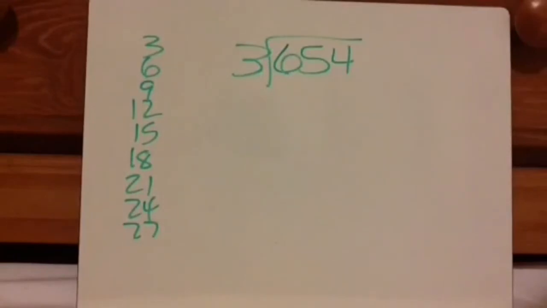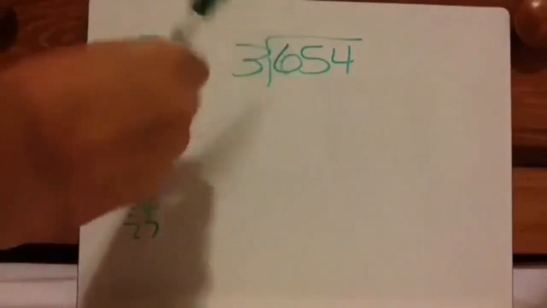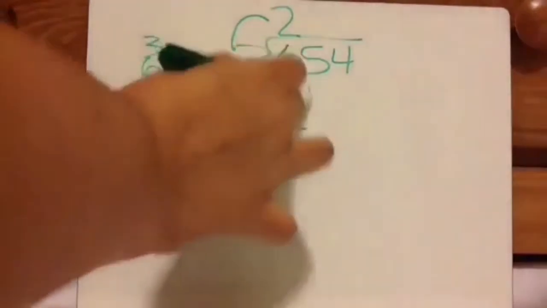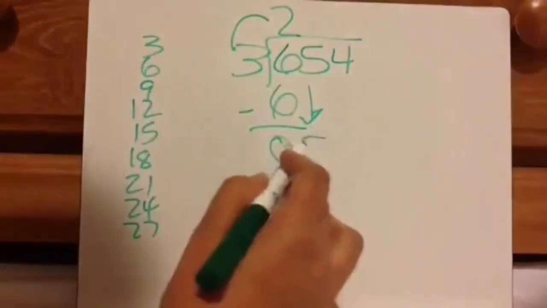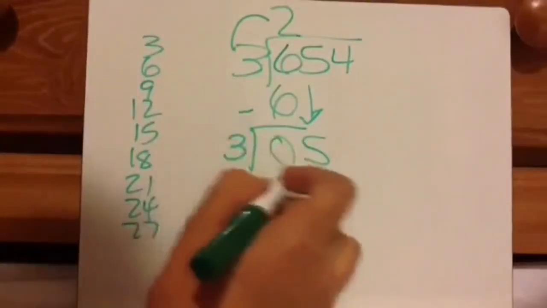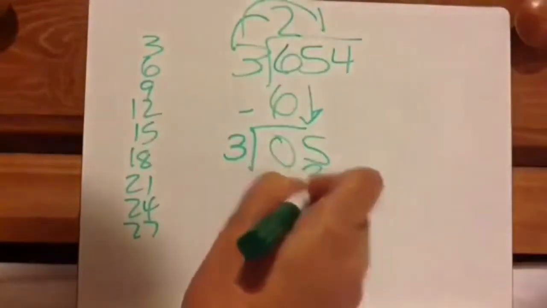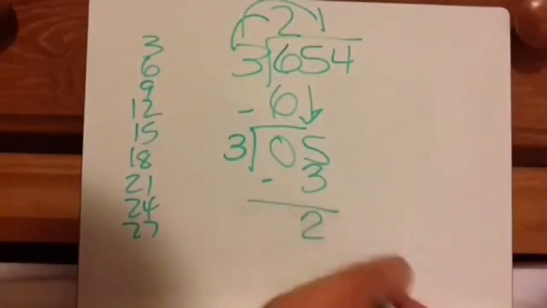Let's look at another one. 654 divided by 3. 3 goes into 6 2 times. 2 times 3 is 6. 6 minus 6 is 0. Bring down the 5. 5 divided by 3. 3 goes into 5 one time. 1 times 3 is 3. 5 minus 3 is 2.